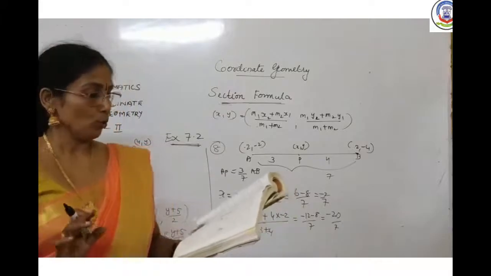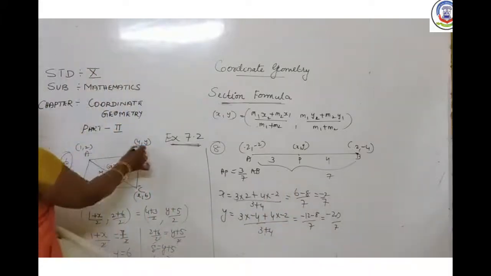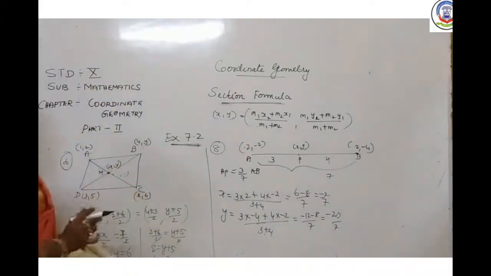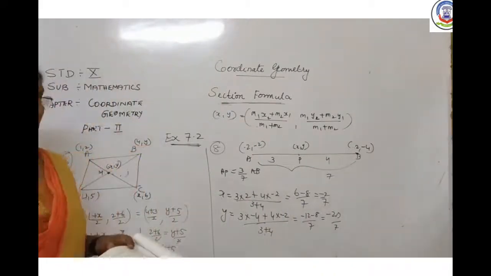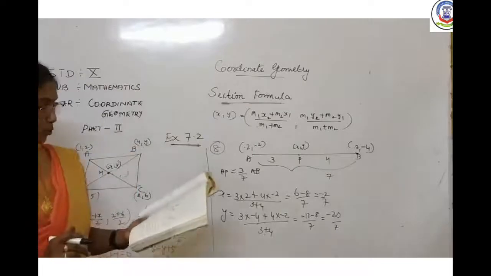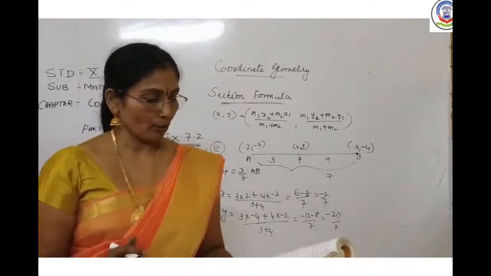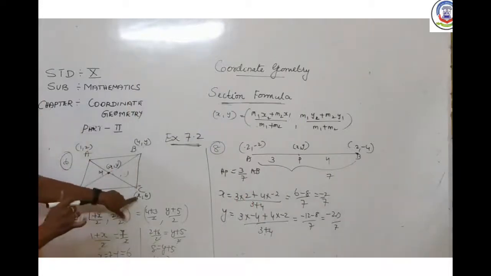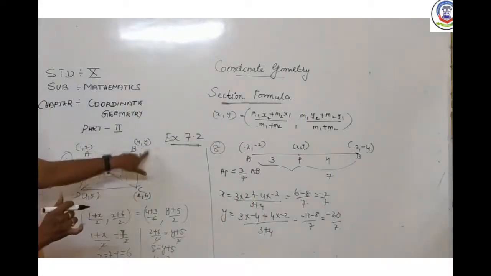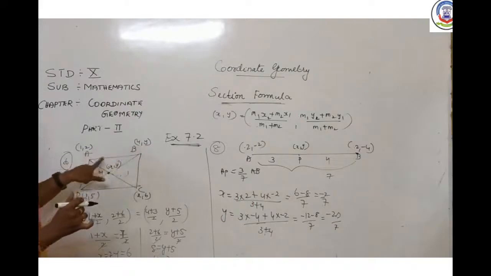order 1, 2, 4y, x6 and 3, 5. Then you get that parallelogram as ABCD. Those vertices A, B, C and D are given. But you have to find out the coordinates of the point. You have to find out the values of x and y. Here one coordinate is missing. Here also missing. This part you have to find out.